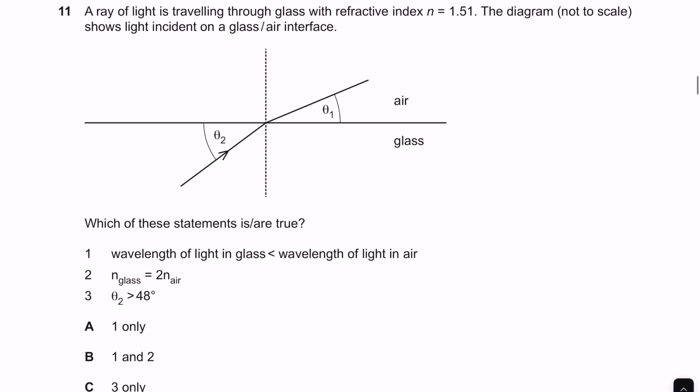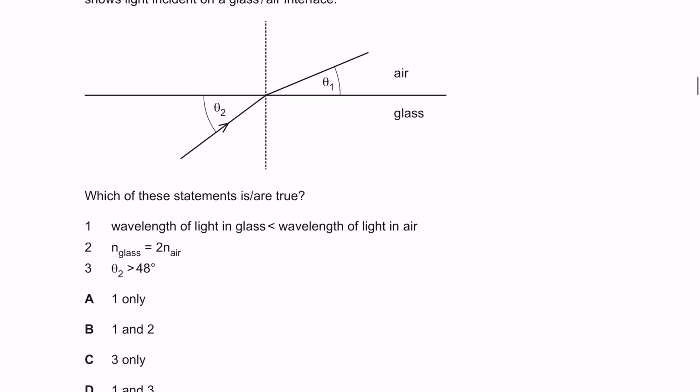Question number 11. A ray of light is traveling through glass with refractive index of 1.51. The diagram, not to scale, shows the light incident on a glass-air interface. Which of these statements is or are true? So the first one is wavelength of light in glass is less than that in air. Well, that is definitely true because the speed is slower in glass.